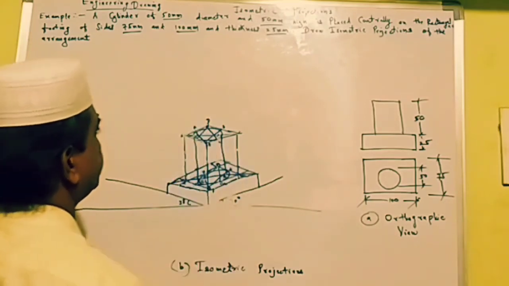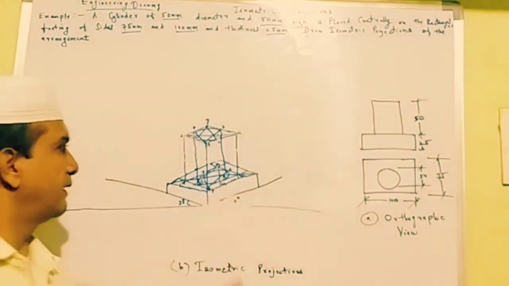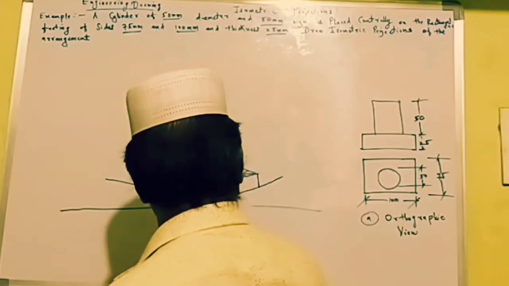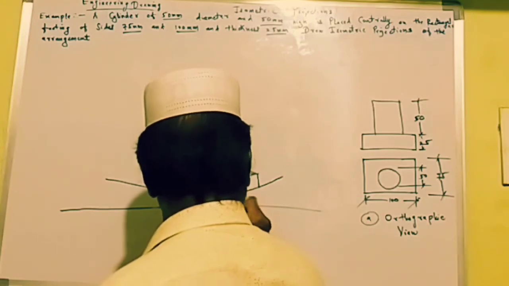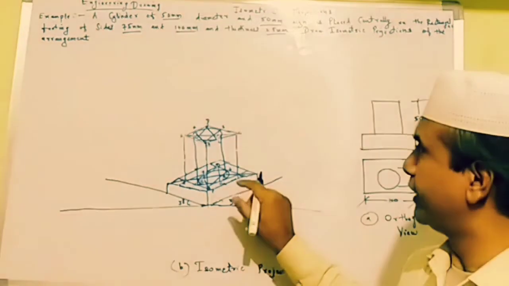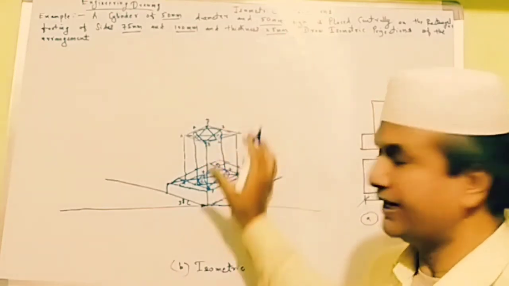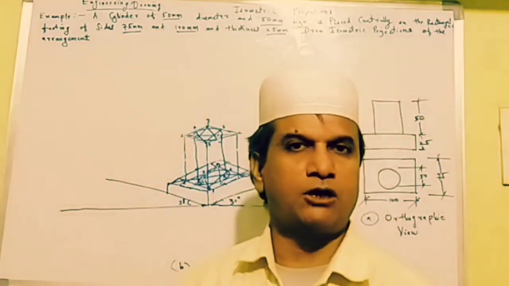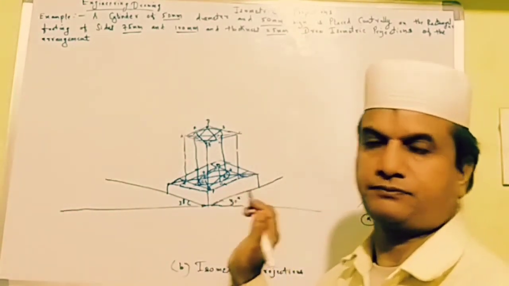Okay. Now this is our footing. On this footing we have placed a 50 mm diameter cylinder. The diameter is 50 mm and the height is also 50 mm. That cylinder we have placed on this footing. Okay. Now we have to remove the rough unnecessary lines.